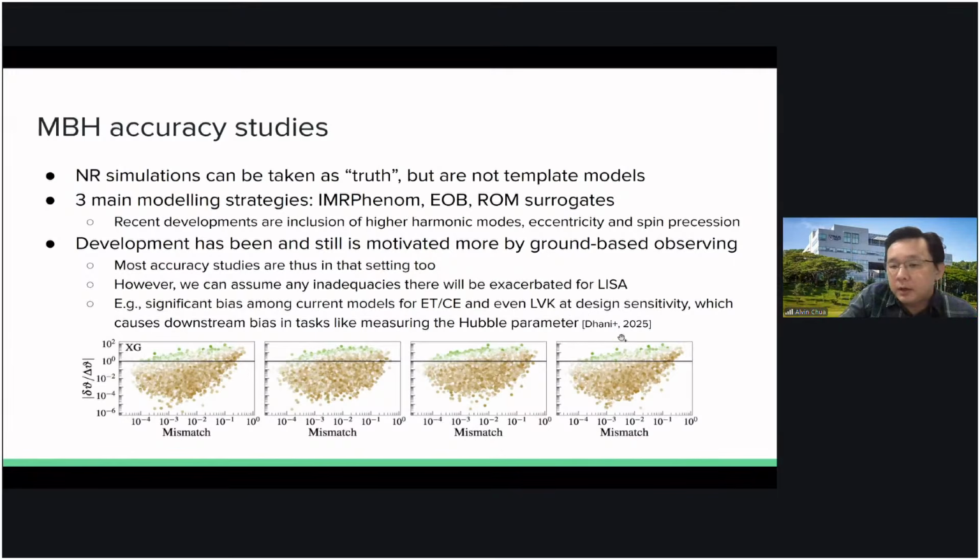One example is this paper by Dani et al. in 2025. They essentially concluded that the current cutting edge models used for binary black hole mergers, in the context of future generation ground-based detectors such as the Einstein Telescope and Cosmic Explorer, are basically not enough to avoid significant bias. In fact, the bias can even show up for the LVK network at design sensitivity. They also showed that this bias causes downstream bias in tasks such as measuring the Hubble parameter.